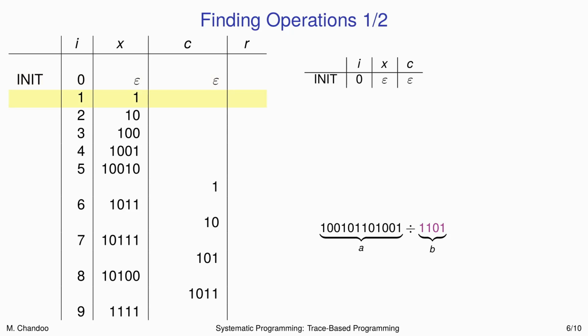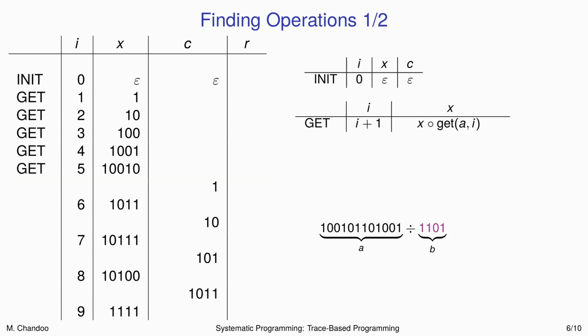In the next row, we increment i and copy a digit from a. Notice that the i in the expressions refers to the value it had in the previous row, which was 0. We call this operation get. The next operations are gets as well. In this row, we append 1 to c. We call it res1.